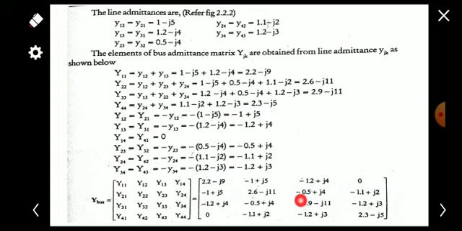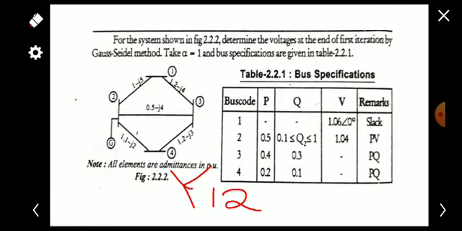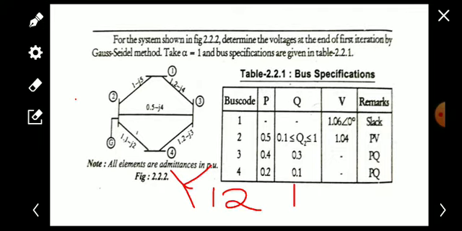This is the usual procedure we follow for any type of problem. Next, in the given system the first bus is a slack bus, bus 2 is a generator bus, and buses 3 and 4 are load buses. The initial voltages of the load buses, that is the PQ buses, are assumed as 1 plus j0. This is the initial voltage we normally assume for load buses.